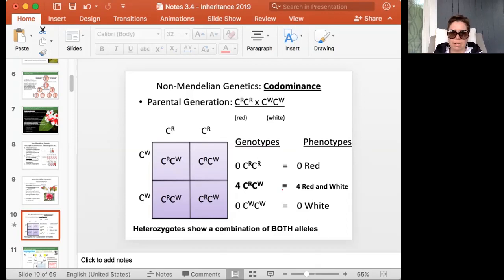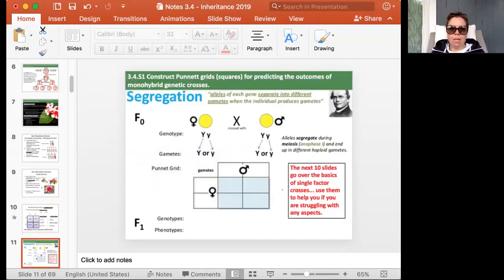Instead, we get 0 red, 4 red and white flowers, and 0 white. So the heterozygotes, one more time, are codominant. They show both alleles equally. If we're using our paint analogy again, this is like a splattering of paint for codominance as opposed to a blending of paint like it was for incomplete dominance.